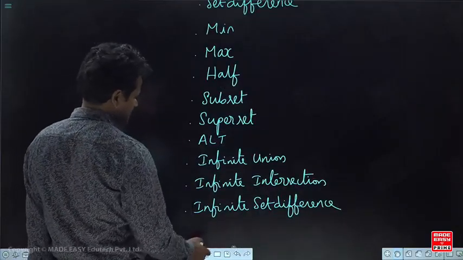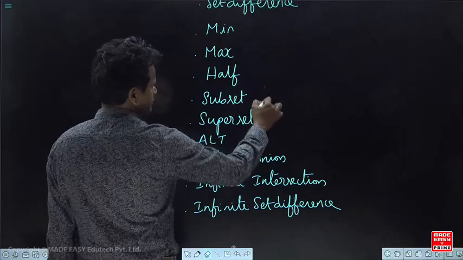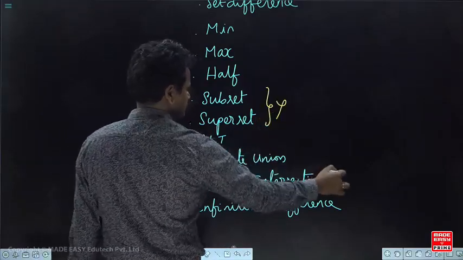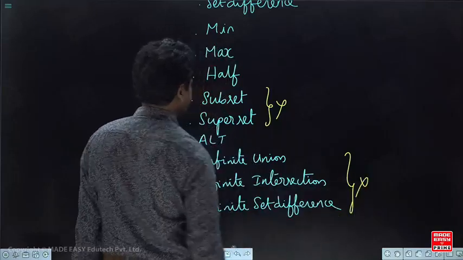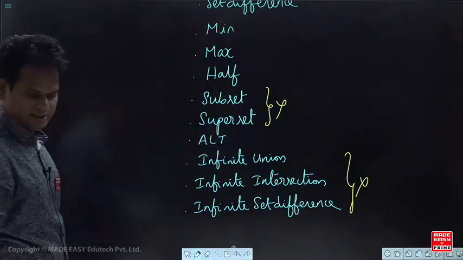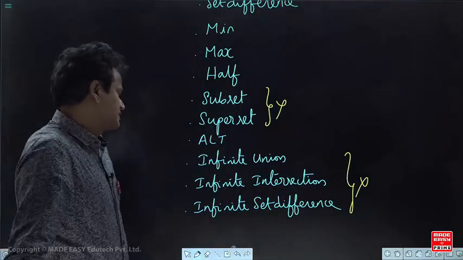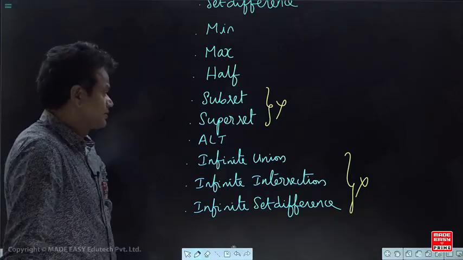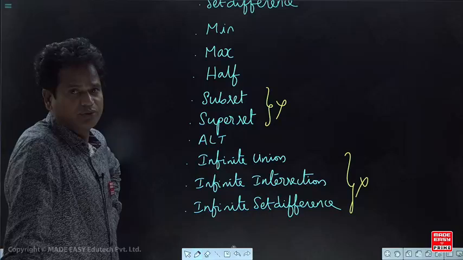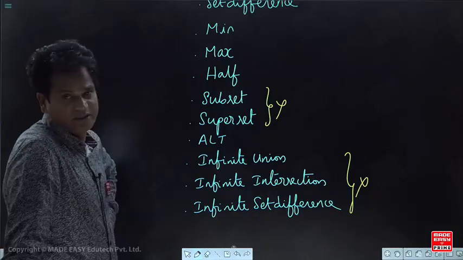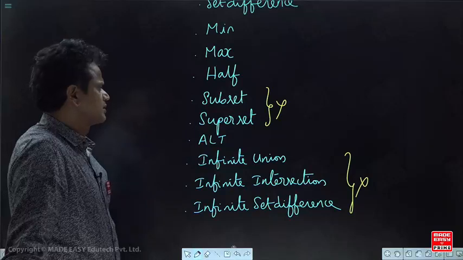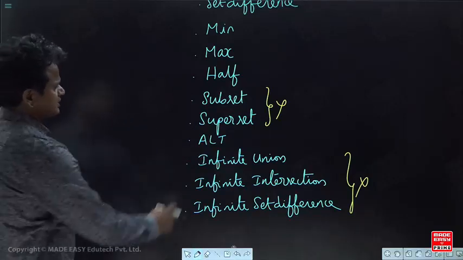And subset, superset: no language is closed. Subset, superset, infinite union, infinite intersection, infinite set difference: no language is closed. That same thing I gave you in the properties of regular language also. And of course, alternation is closed for regular languages, but no language is closed under these five operations.